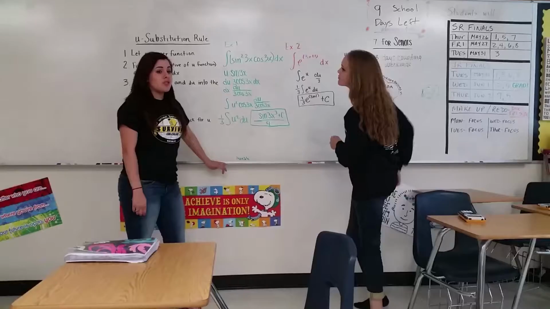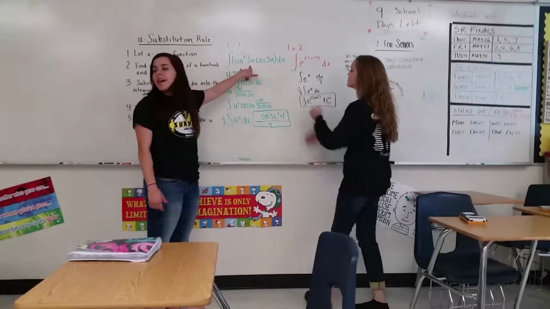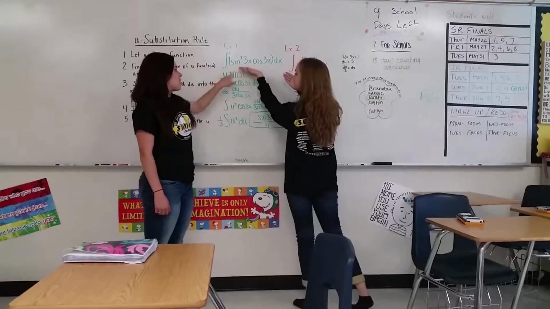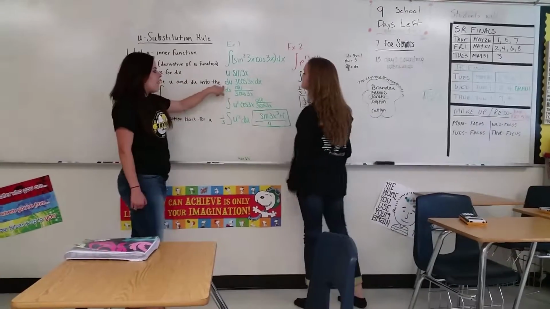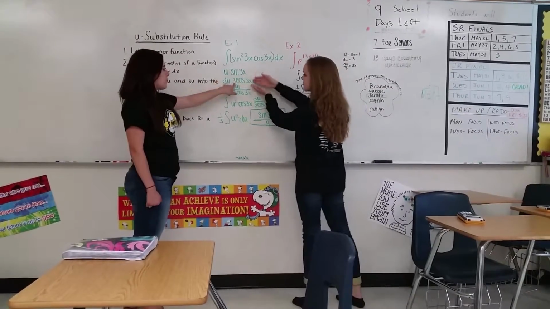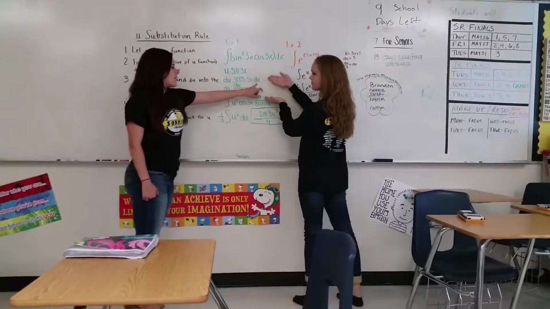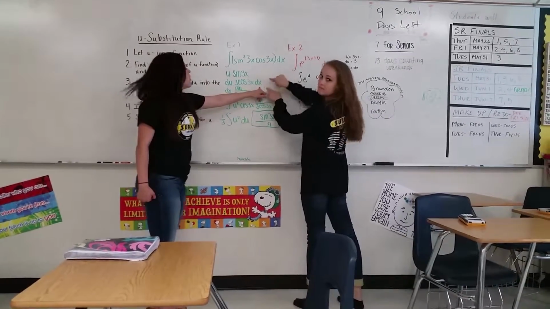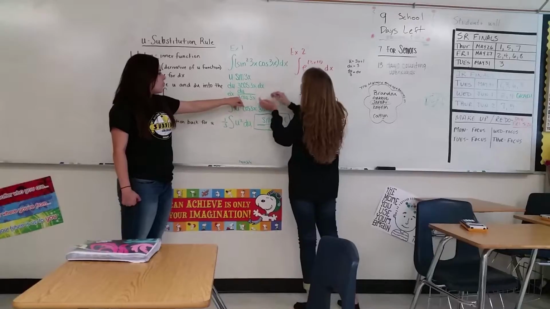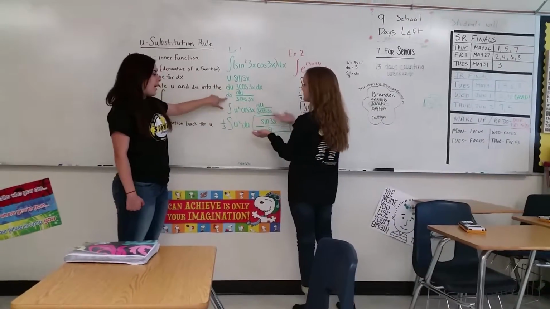I've got the trig example: you take sine 3x, and since it's raised to the second power, that's your u. Then when you take the derivative of that, the derivative of sine is cosine, the 3 you bring forward, so it's 3 cosine 3x. Then don't forget the dx. When you switch it to du, you divide.